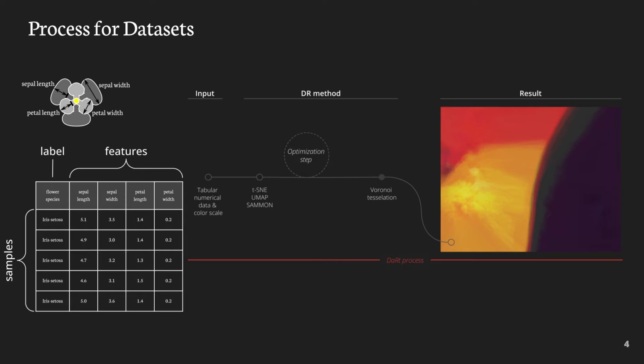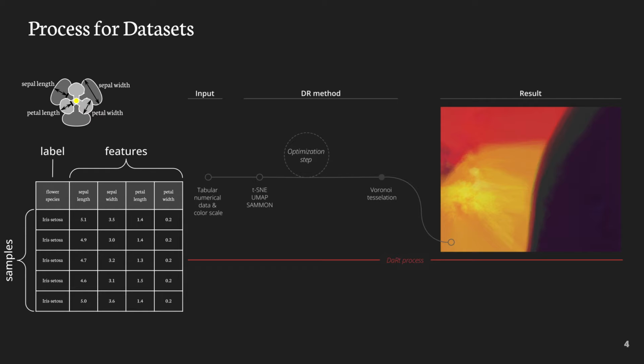DaRt produces images as follows. The input consists of a tabular numerical dataset and a user-chosen color scale. In this example, the iris dataset consists of 150 samples of measurements of exemplars of different iris flowers. The data features are measured of the flower's sepals and petals. We feed the features into a dimensionality reduction algorithm, which starts projecting the dataset to 2 dimensions.